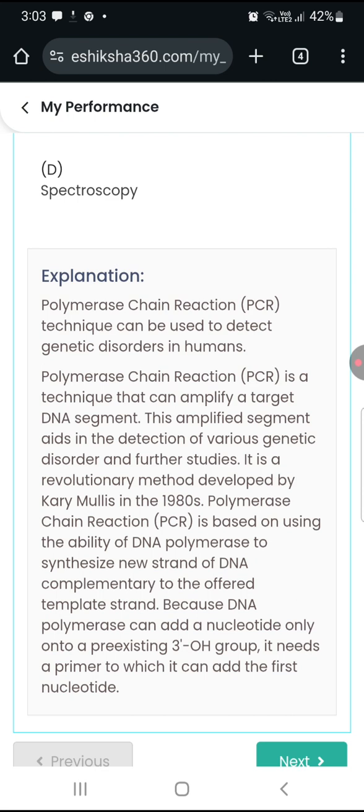Polymerase chain reaction (PCR) is based on using the ability of DNA polymerase to synthesize a new strand of DNA complementary to the offered template strand. Because DNA polymerase can add a nucleotide only onto a pre-existing 3'OH group, it needs a primer to which it can add the first nucleotide.